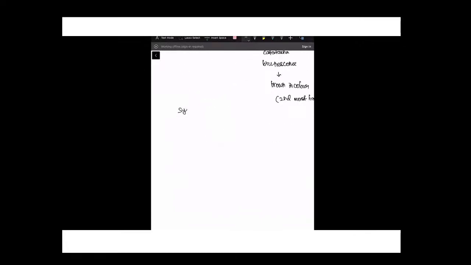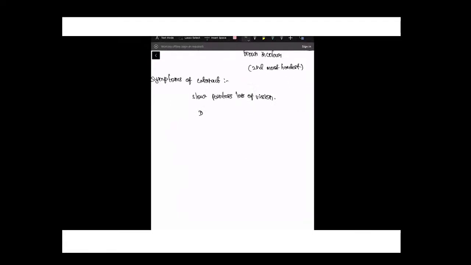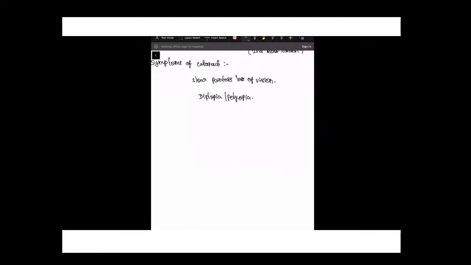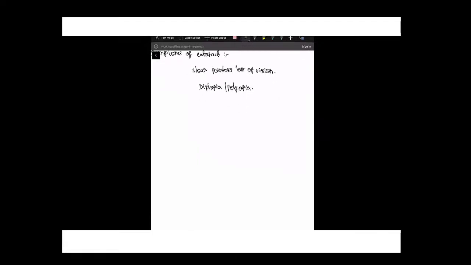So symptoms of cataract include slow, painless loss of vision. There is diplopia, polyopia. The treatment is going to be glasses or surgery.